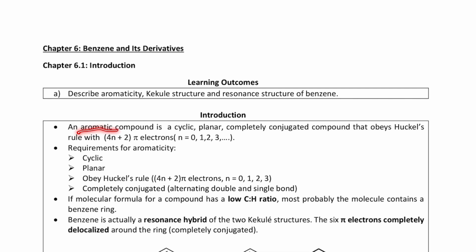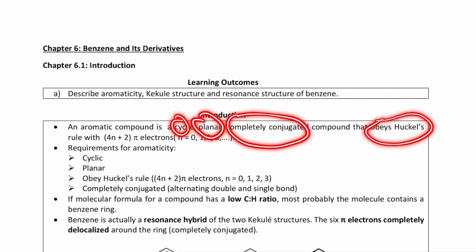Okay, dia kata an aromatic compound is a cyclic, planar, completely conjugated compound that obey Huckel's rule with 4n plus 2 pi electron, whereby n should equal to 0 or 1 or 2 or 3 and so on lah, number yang bulat. Okay, so dekat sini the first sentence ni actually dia define dekat kamu what is an aromatic compound. Not all compound yang cyclic tu aromatic, tak. Okay, kalau compound tu nak aromatic dia mesti satisfy 1, 2, 3, 4 rule ini.